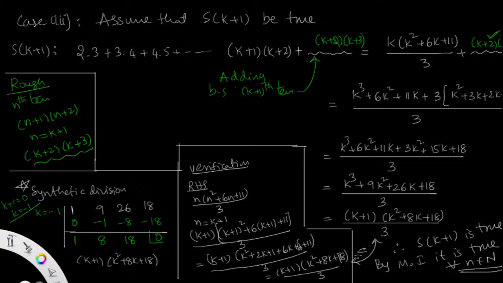Then you get the answer, both will be equal. The question is verified for S of k plus 1. This is just the verification part. By mathematical induction, it is true for all n belongs to N. Okay. Then go to the next question. Question number 4.